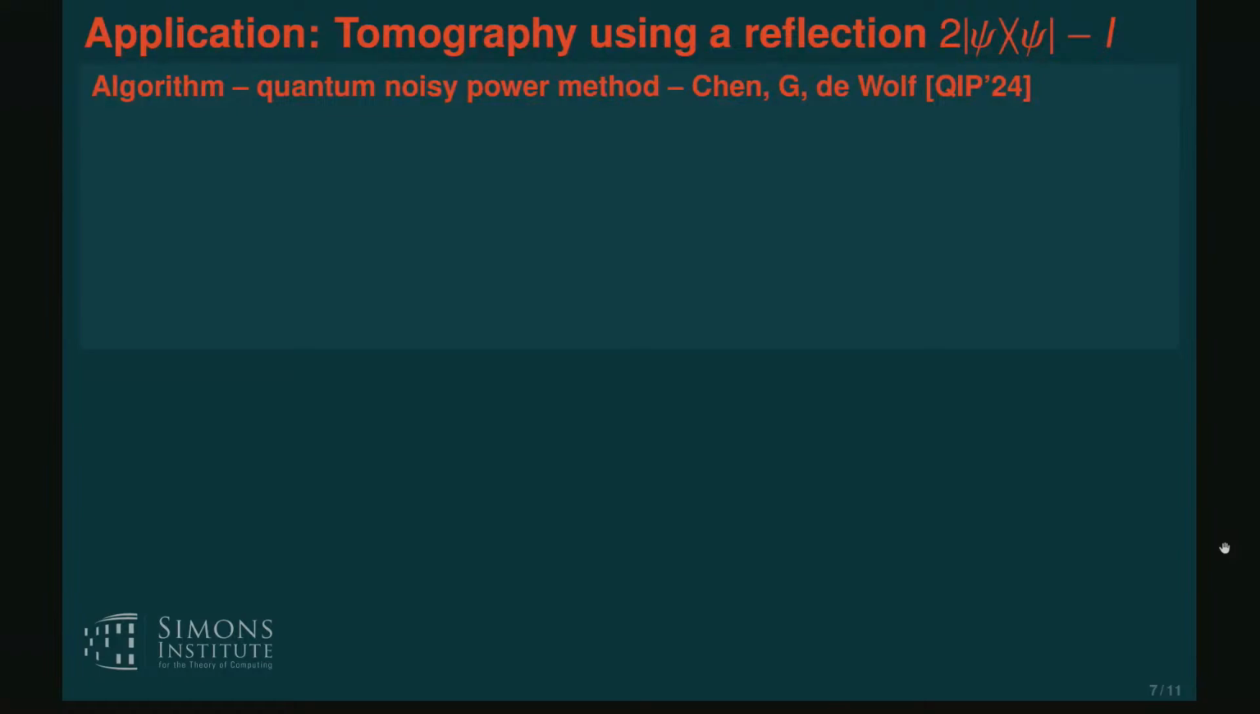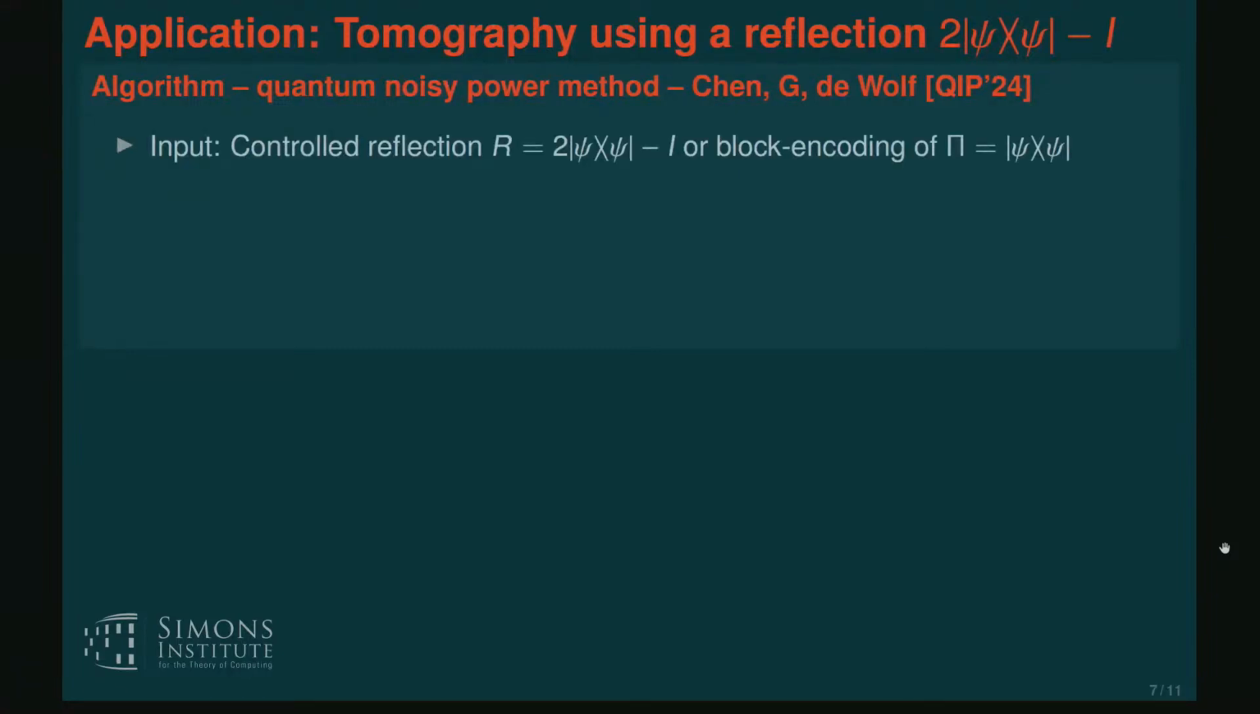And so now I can go back to the application, and actually this answers the question of Alex. This gives a new tomography algorithm which does not require being able to prepare the state, but only to reflect around it. So only having access to the reflection around the state or the projector suffices for learning this state that we reflect around. And that's exactly what we do in this paper. So as input, you need some controlled reflection or a block encoding for this projector that's equivalent up to constant factors.